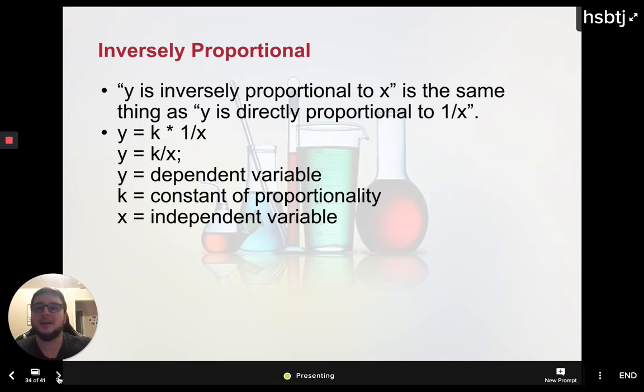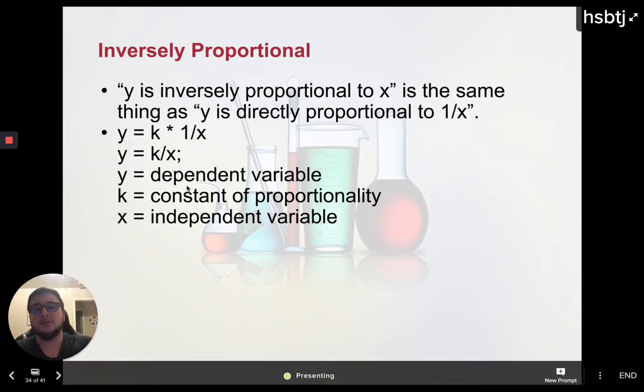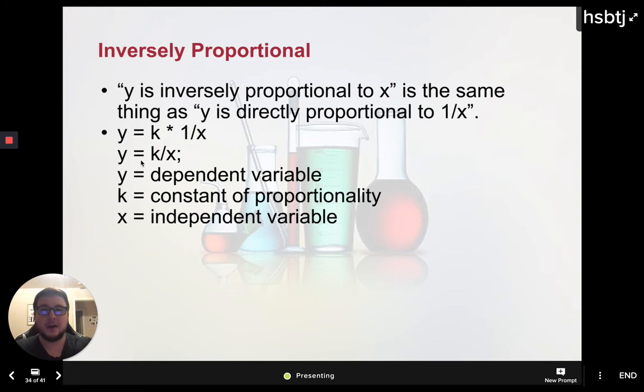Inversely proportional is the opposite of that. So y is inversely proportional to x is the same thing as saying y is directly proportional to 1 over x. If I write that equation out, it's going to be y equals k times 1 over x. Or if I simplify it, y equals k over x, where y is my dependent, x is my independent, and k is my constant of proportionality, which is just some number.